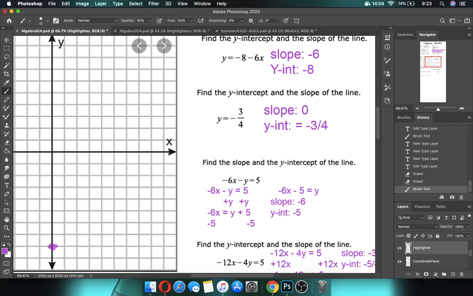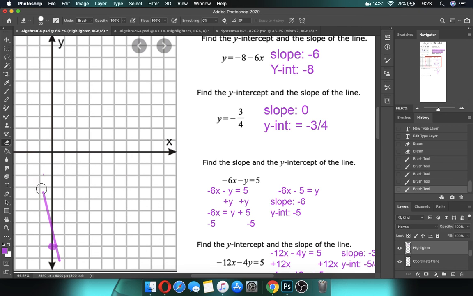Okay, I did not give myself enough space on the graph. Negative 6 means we're going to go down 6 over 1. The reverse of that is we can go backwards 1 and then up 6. 1, 2, 3, 4, 5, 6. And there is my line, which I did very badly. Try that again. Yeah, a little bit better. That's what I get for doing this in Photoshop.